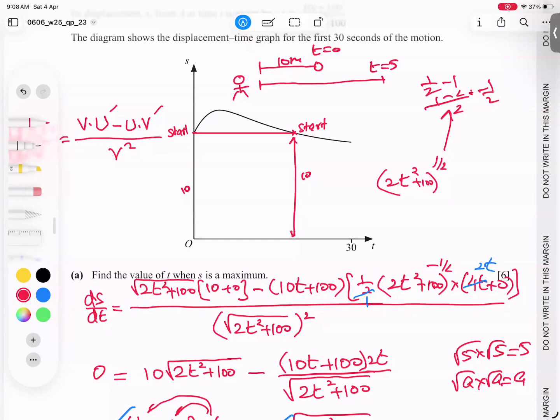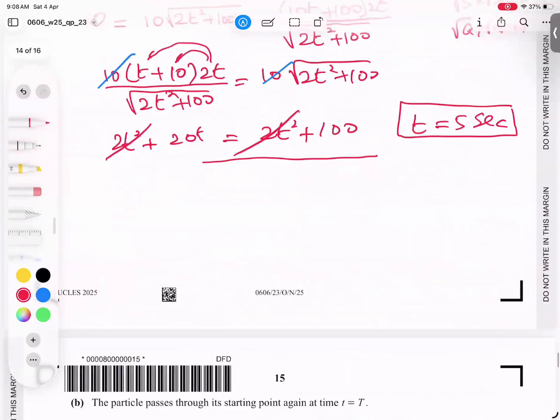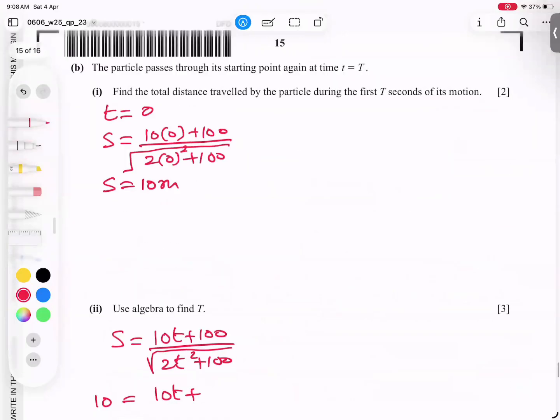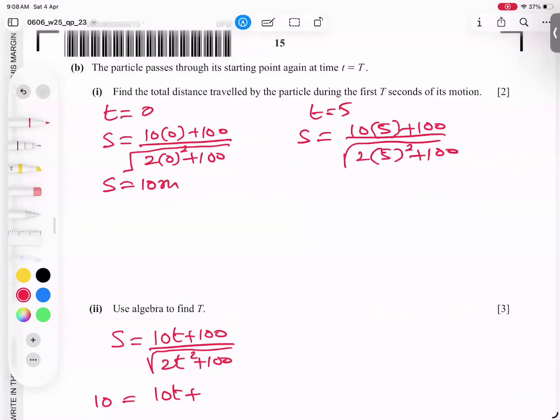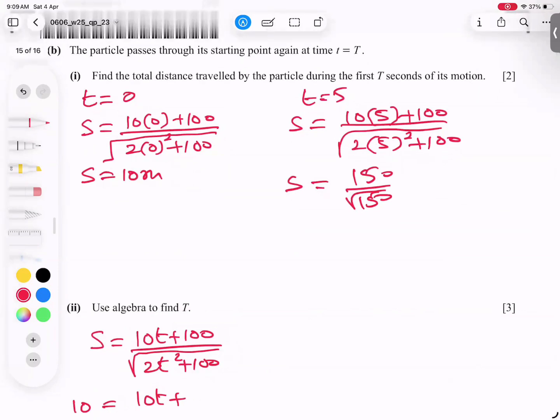If we don't know, I'm going to plug in t equals 5 here. So when t is 5, the displacement is 10 times 5 plus 100 over root of 2 times 5 squared plus 100. If you check it in the calculator, on the top I got 150 and then I got a root of 150. Dividing 150 by root of 150 gives me 5 root 6. So the displacement is 5 root 6.